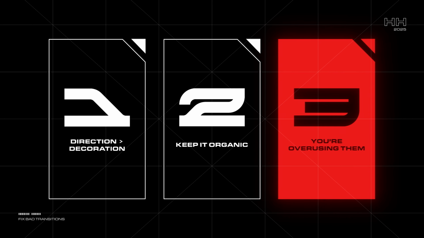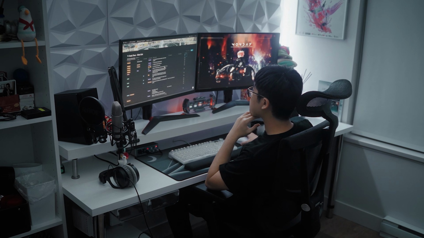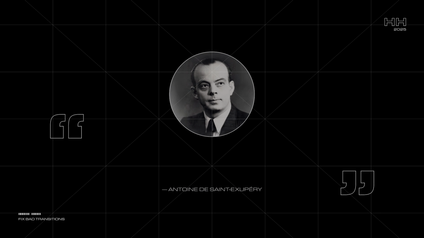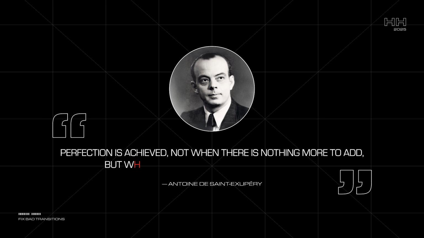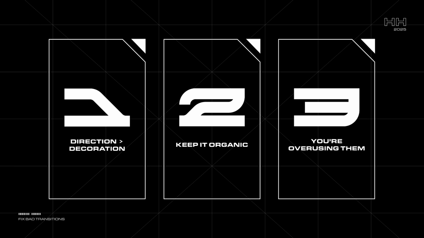So the problem might not be that your transition sucks. It might just be that you didn't need it in the first place. Just like in the first tip, ask yourself why it's even there. If it's not building rhythm, connecting scenes, or adding any meaning, just get rid of it. One of my favorite quotes is from a French writer who said, "Perfection is achieved not when there's nothing more to add, but when there's nothing left to take away." If a transition stays, it has to earn its spot.